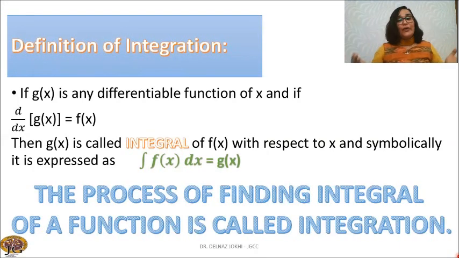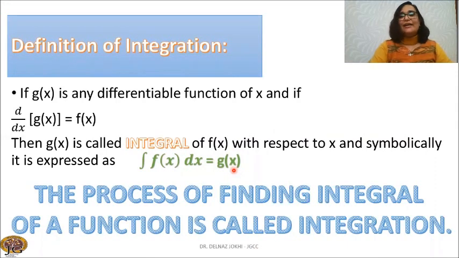And how do you write this symbolically? Well, it is written something like this. Don't worry. You are doing this chapter for the first time. You are looking at this for the first time. As the lecture goes ahead, things will become easy for you and you'll become familiar with it. Just understand one simple thing. What is this? The sign of integration. What is this? The integral of f(x) dx is equal to g(x). Currently, you understand that when you integrate a function with respect to x, the answer which you get is the integral.